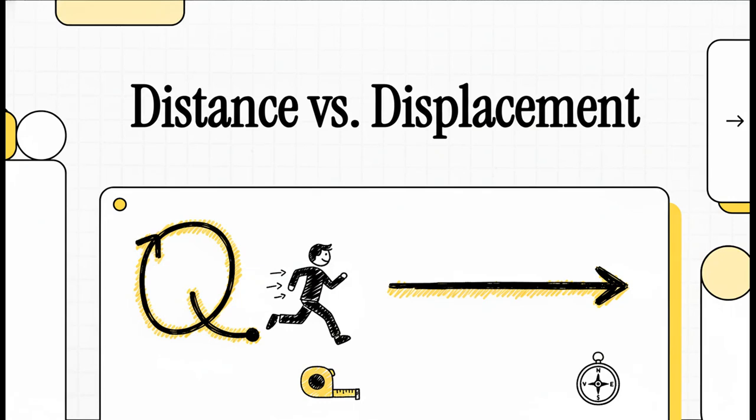Have you ever gone for a long run or walked all over town running errands, only to end up right back where you started? Well, what if I told you that in the world of physics, you might not have gone anywhere at all? How is that even possible? It all comes down to the huge, and I mean huge, difference between two little words, distance and displacement.